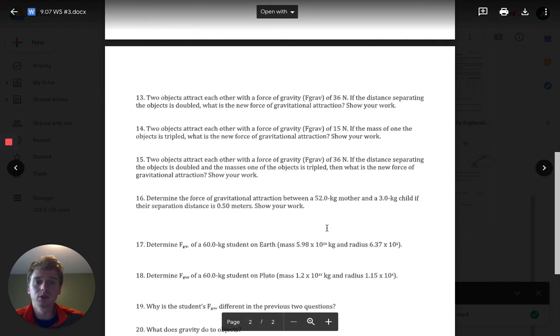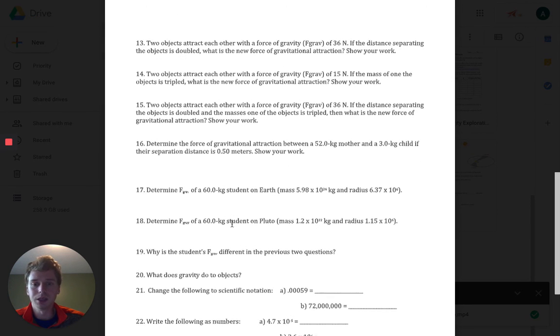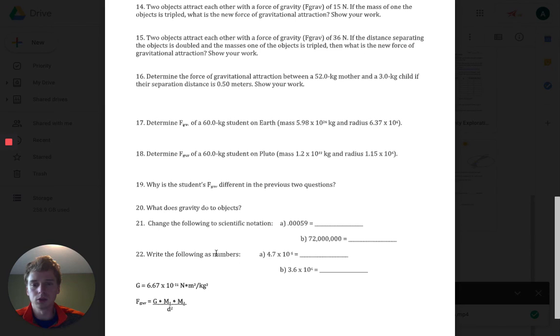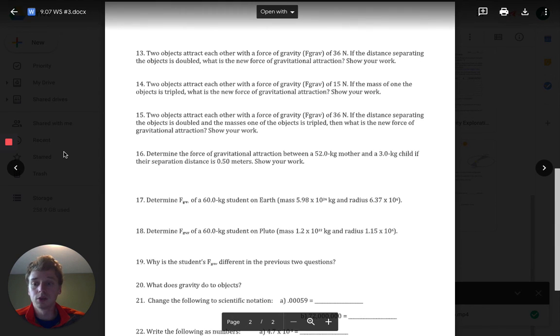So anyway, please work your way through 13, 14, 15, 16, 18, 19, 20, 21, 22. If you don't know what scientific notation is, please let me know, or you can look it up on your own as well. That's something that might be helpful for you because some of these numbers are really big and are in scientific notation.